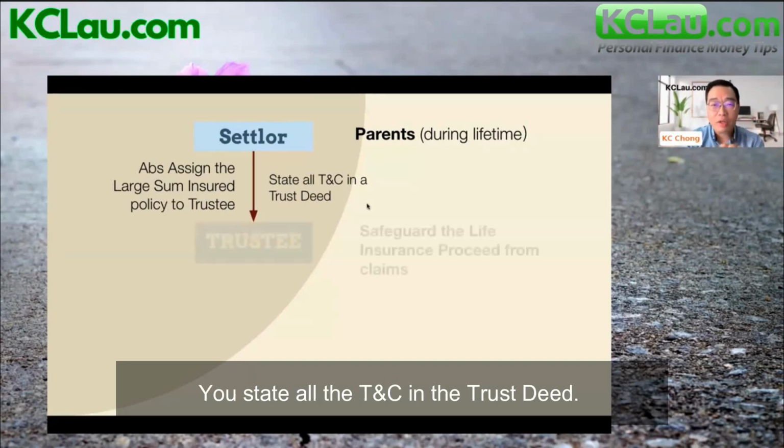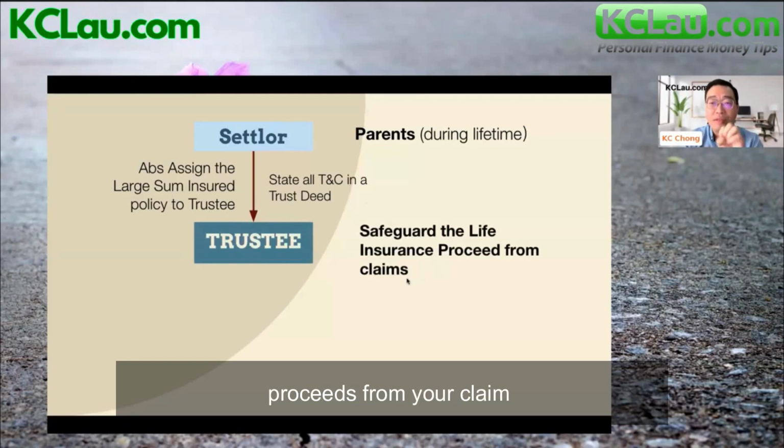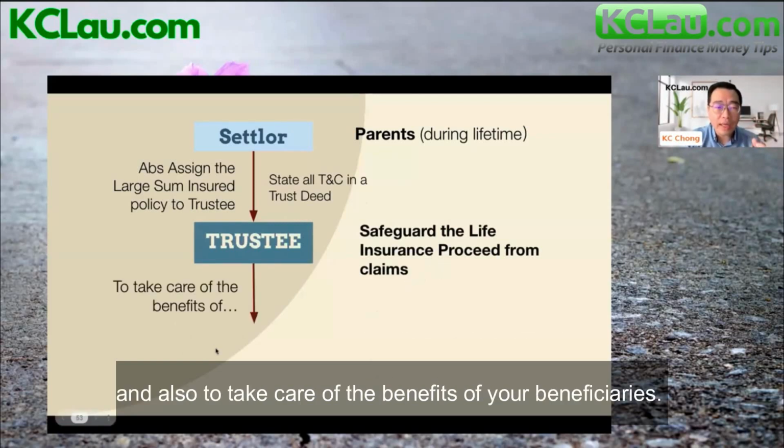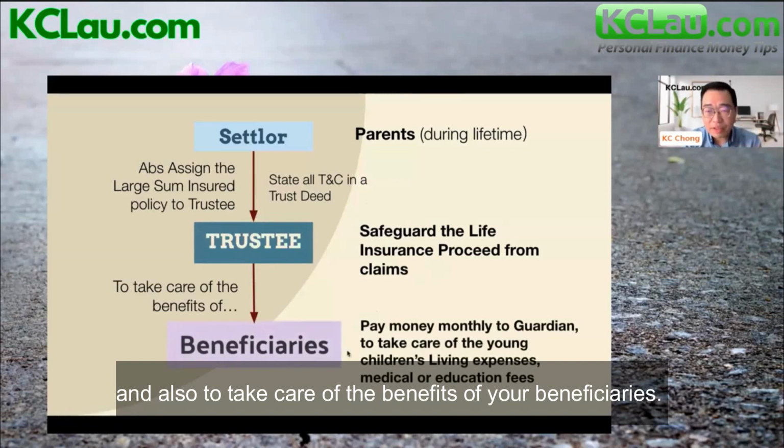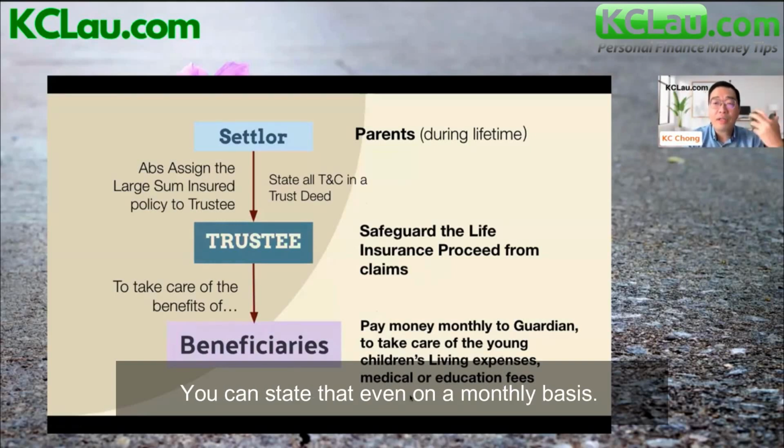You state all the terms and conditions in your trust. The trustee will safeguard the life insurance policy proceeds from your claim, and also take care of the benefits of your beneficiaries, so they can pay money monthly to the guardian to take care of your young children's living expenses, medical, or even education. You can state that even on a monthly basis.